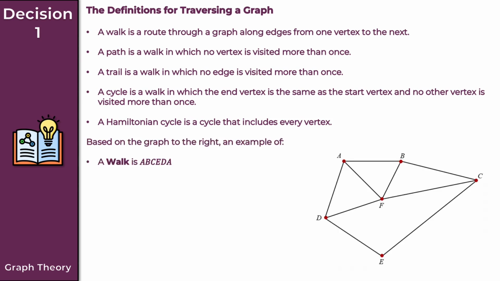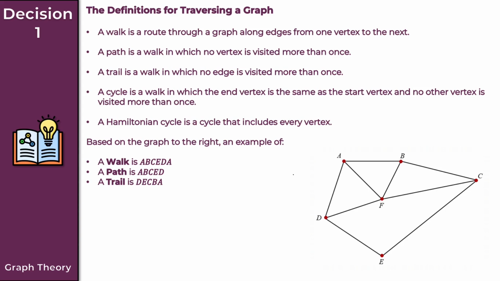An example of a walk would be A, B, C, E, D, A, basically going around the outskirts of our graph. For a path, an example would be A, B, C, E, and D, pretty similar to the walk. Again, you can find multiple examples, so that would be an example of a path. For a trail, an example would be D, E, C, B, A.